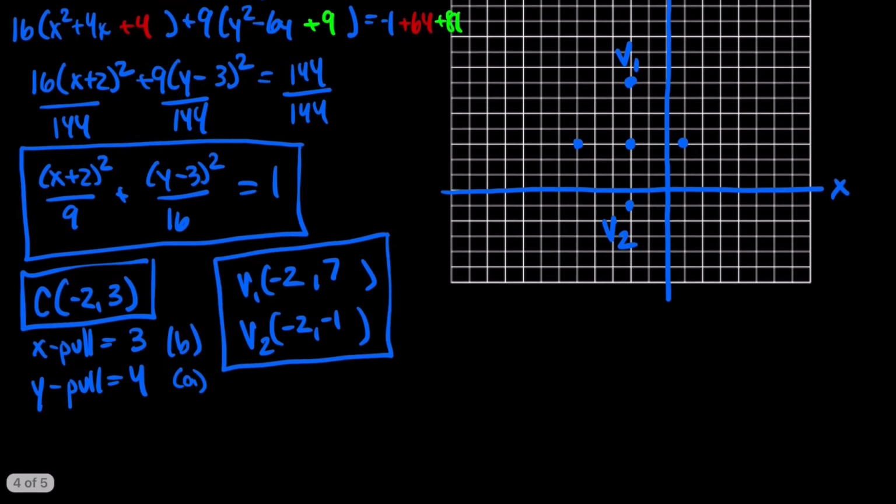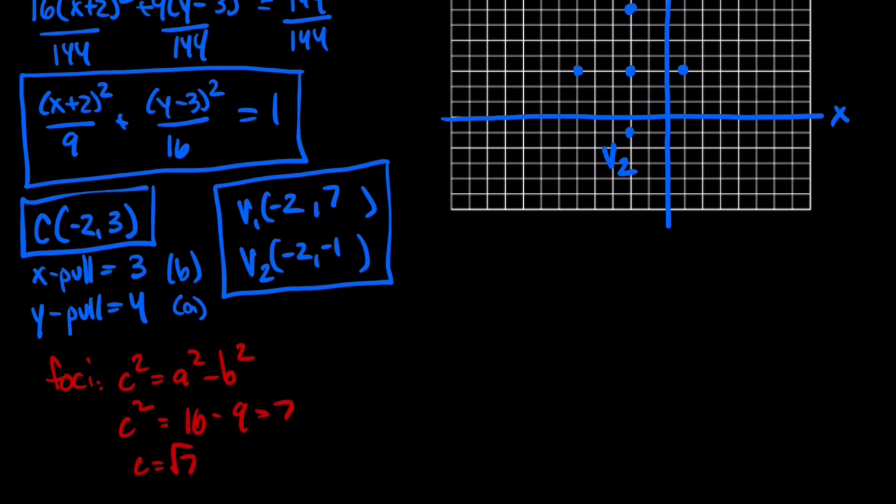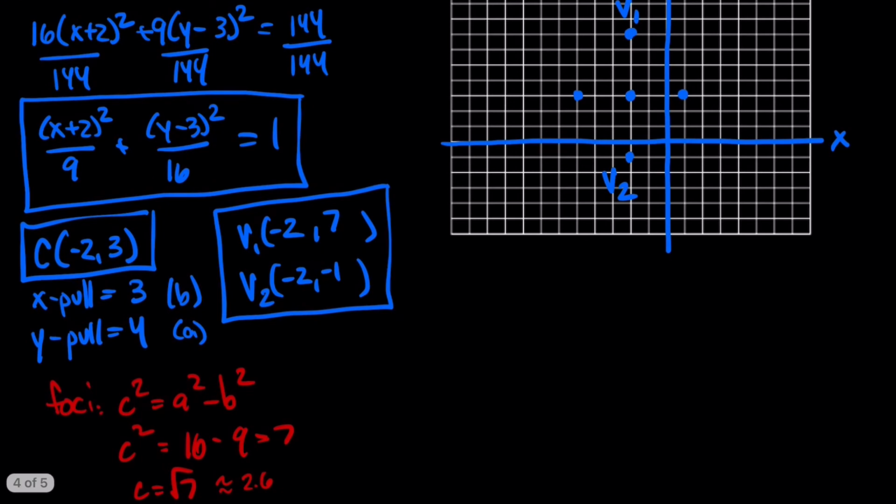Now let's get the foci. So foci, c squared equals a squared minus b squared for an ellipse. C squared equals 16 minus 9, that's 7. So c equals square root 7. Ballpark square root 7 is about like 2.6. So to plot these points accurately, I have to go 2.6 from the center. 1, 2, so it's about right there. That would be F1. And then down 1, 2, and about there, there's F2.